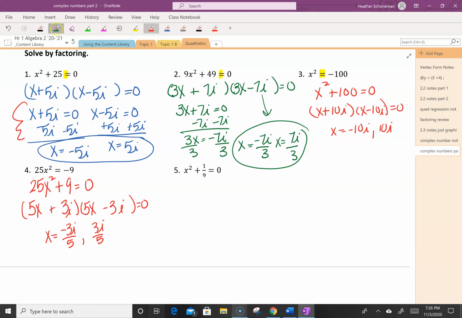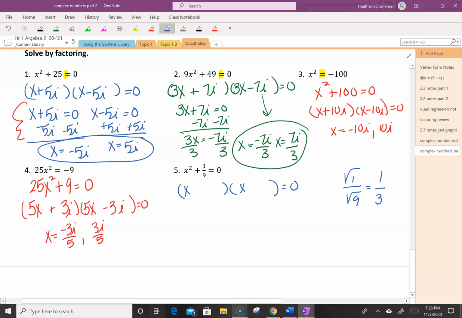Last one. It's set equal to 0, but I've got to factor it. Okay? So I know I have an x and an x. Well, the square root of 1/9 is like the square root of 1 over the square root of 9. Square root of 1 is 1, square root of 9 is 3, so the square root is just 1/3. One's a plus, one's a minus. So when I solve, x equals negative 1/3 i, and x equals positive 1/3 i. And no, you didn't need to write the plus sign. I just did accidentally. That's it.